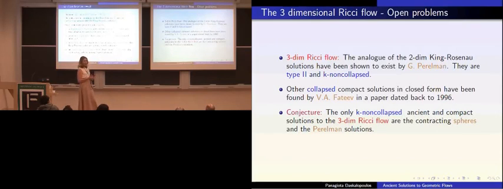Now, in the 3D Ricci flow, the question is still open. So the conjecture here is that the only ancient compact and kappa non-collapsed solutions, kappa non-collapse is some sort of non-collapse condition introduced by Perelman. Okay, it's not the same, but in the same flavor I described for mean curvature flow. And are the spheres and the Perelman solution, which is the analog of the King-Rosenau solution in higher dimensions. And this is still an open question.